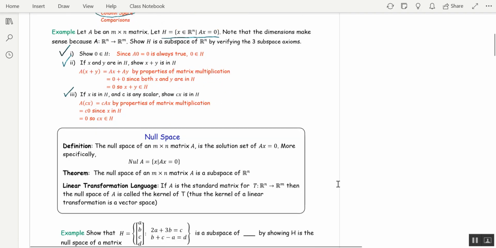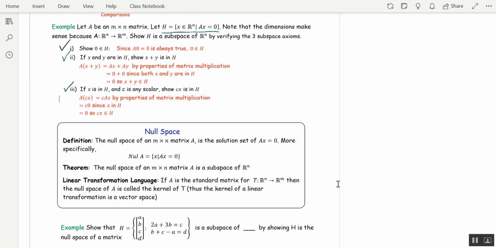Now let's talk about a null space, because that subspace is indeed called the null space. So this is the definition. The null space of an m by n matrix is the set of solutions to Ax equals 0. So this is null A, and you should know this definition.